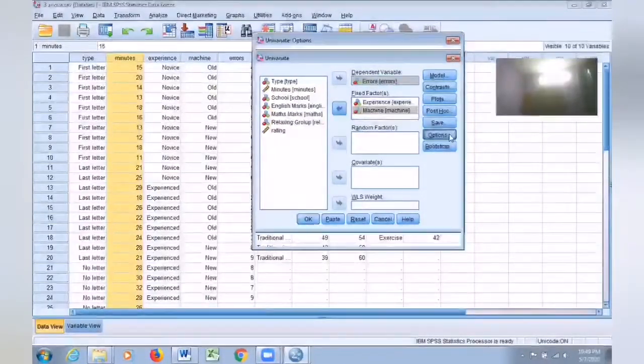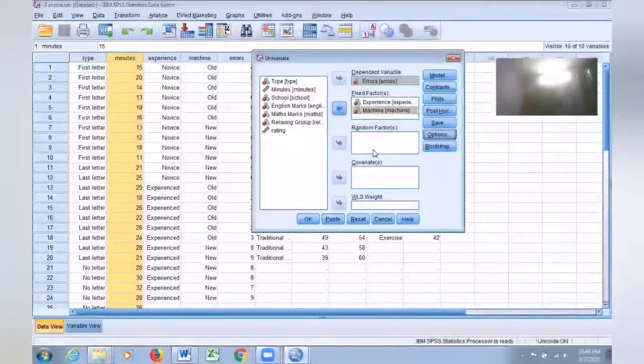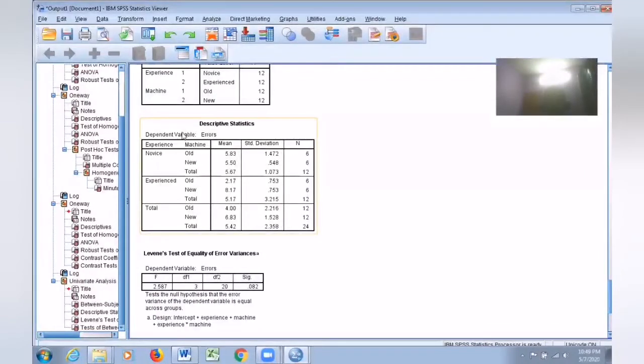Fine. I click Options. I want descriptive statistics, mean, median, and standard deviation. I want the homogeneity test. I selected these two things to be displayed. I click Continue, and once the options are selected, to conduct this two-way ANOVA, click on OK. You can see here, now the results have come. The first table tells how many respondents, and the second table is descriptive statistics.